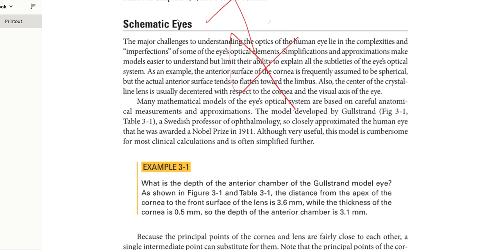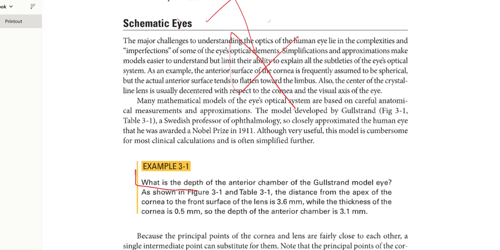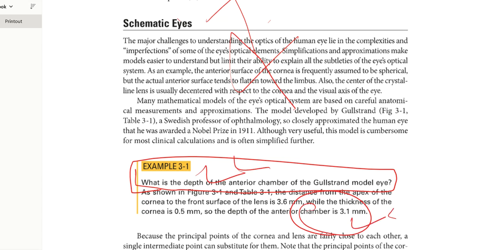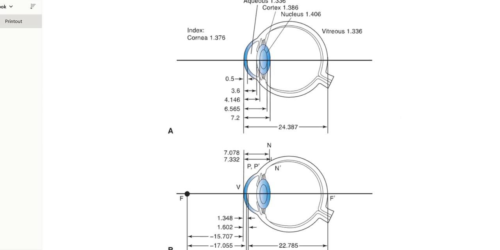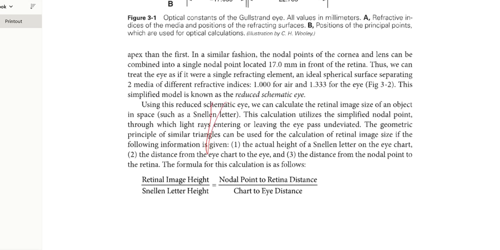Nothing is important here. And what is the depth? This is important. Just remember the answer. Okay. Just give a read. Not important.